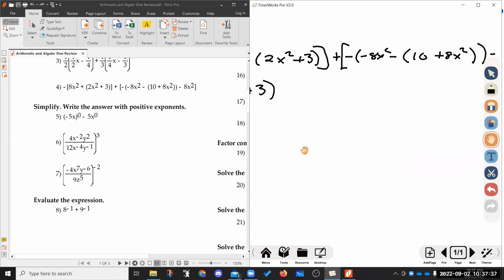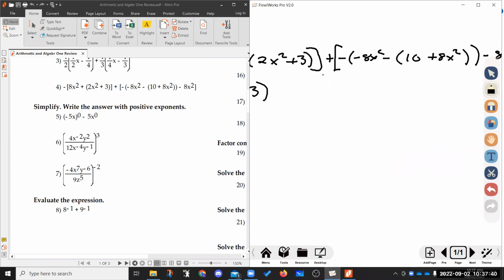I'm going to come back over here now. There's a plus a negative. So I'll just leave that alone for a second. Plus negative. We're going to have a negative 8x squared. And we're going to distribute this negative 1 over these parentheses. That's going to give us a negative 10 minus 8x squared.